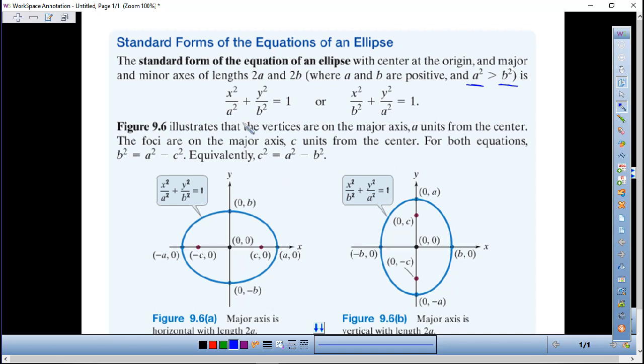Now what we're going to find is that when the a squared, the larger number, is under the x, then we have a horizontal major axis. When, like we've got it in the second one here, the larger number, the a squared, is greater than b squared, that larger number is under the y, we're going to end up with a vertical major axis. That's a huge, huge, huge property that you need to know and remember.